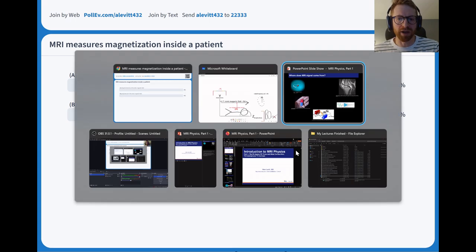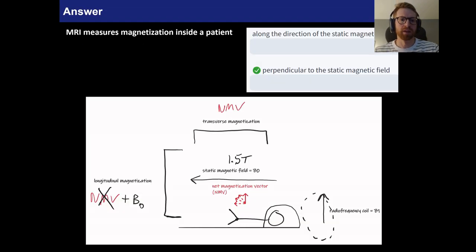So if we go back to our question, MRI measures magnetization inside a patient perpendicular to the static magnetic field, right? Because otherwise, if we tried to measure it in the same axis, in the longitudinal plane, it would just get overwhelmed by it.